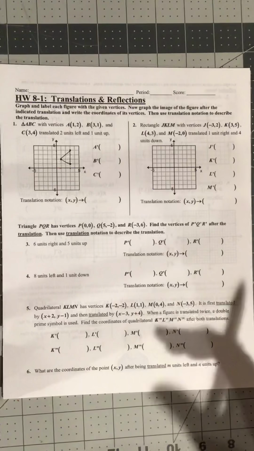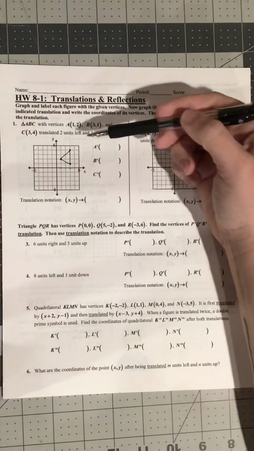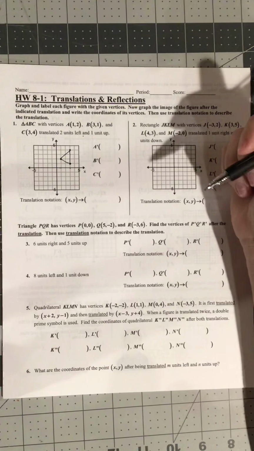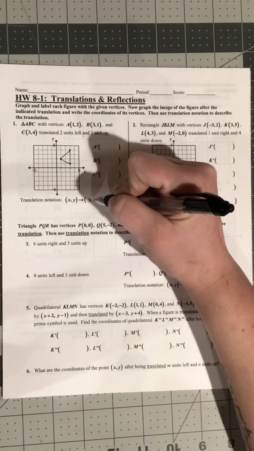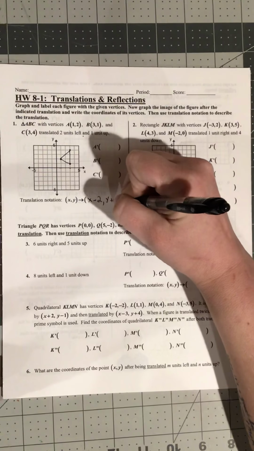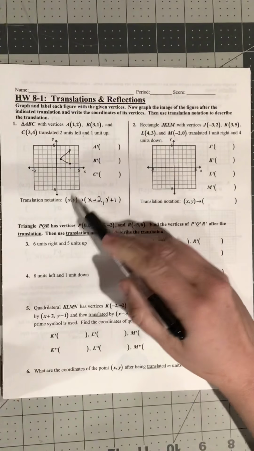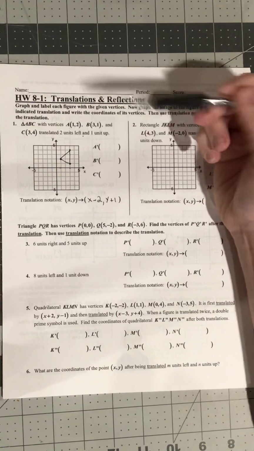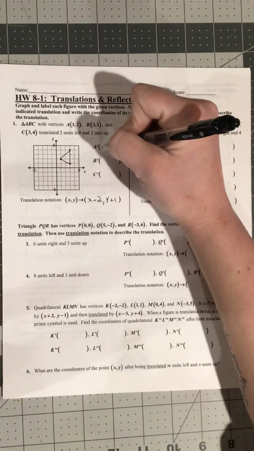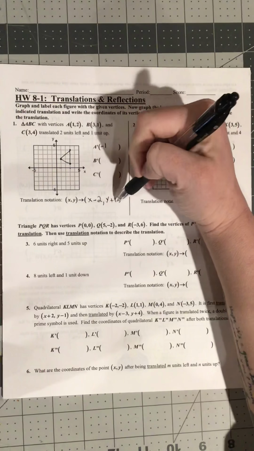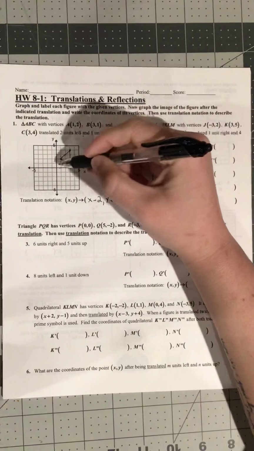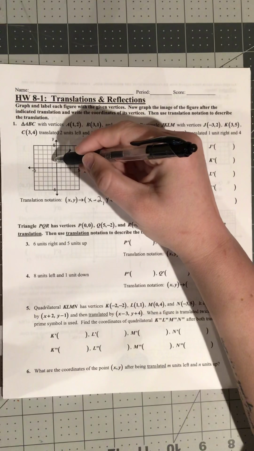So translation notation is taking what we're given, which is 2 units to the left, and left is this way, so that means we're minusing. So x minus 2, and if we're going up, y plus 1. Now we just take the points that were given in the first one, and our A prime is going to be 1 minus 2, which is negative 1, and then plus 1 to the y, so 2 plus 1 is 3. So A prime is negative 1, 3.